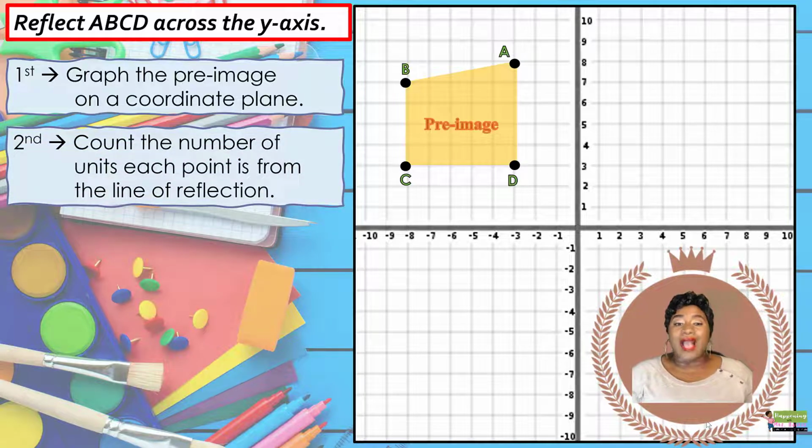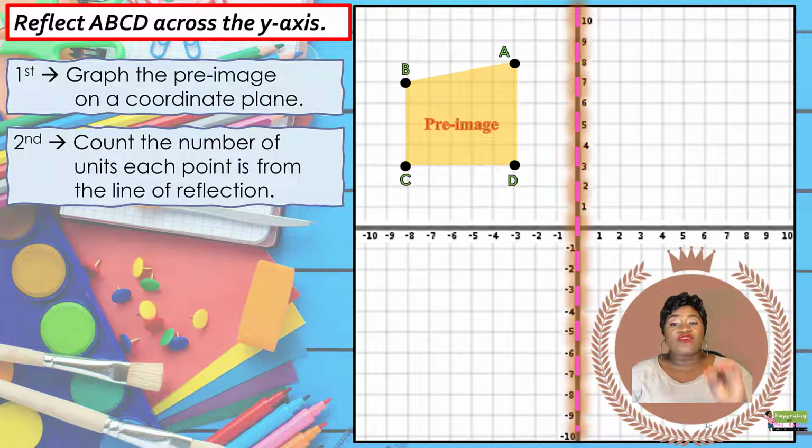Step two, we're going to count the number of units each point is from the line of reflection. We were told that our line of reflection is the y-axis, so every single point is going to flip over the y-axis. To do this, we count how many units each point is from the line of reflection. As you can see, point A is 3 units from the y-axis.